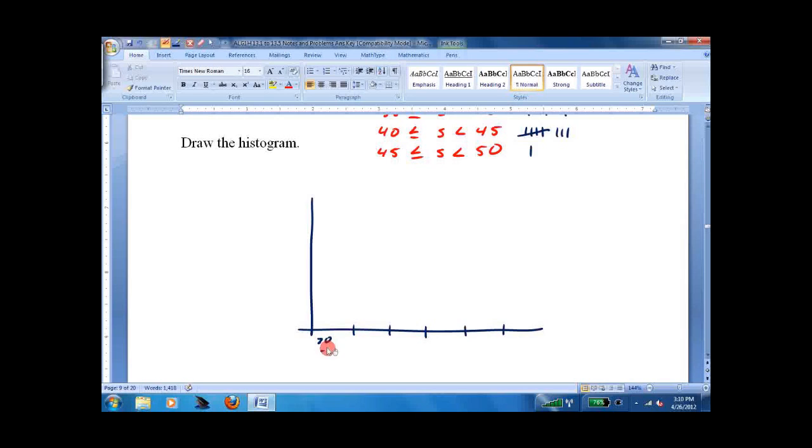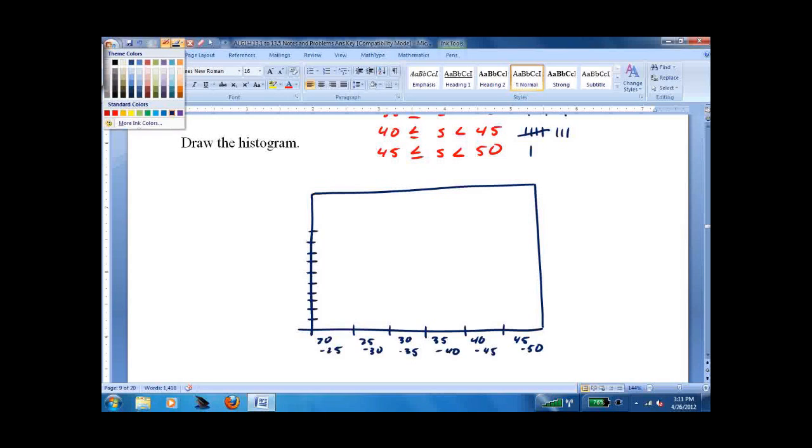This is 20 to 25, 25 to 30, 30 to 35, 35 to 40, 40 to 45, 45 to 50. I got lucky. And it went up as high as 8, so go there, close the top, and give it a label.